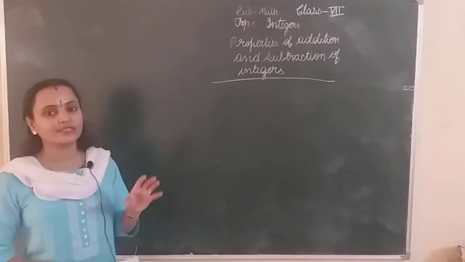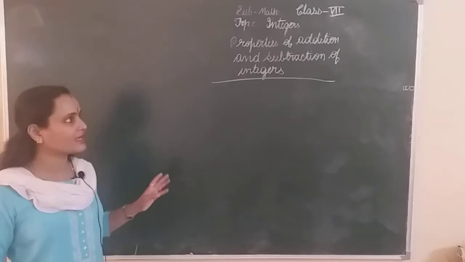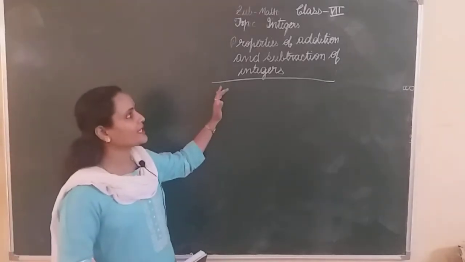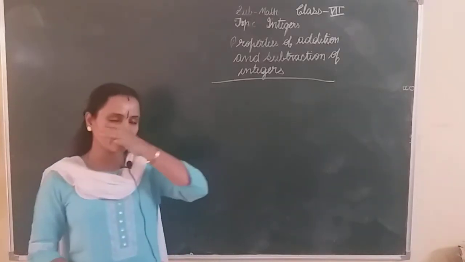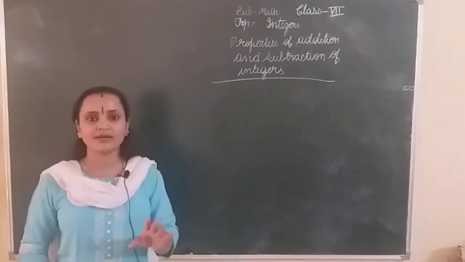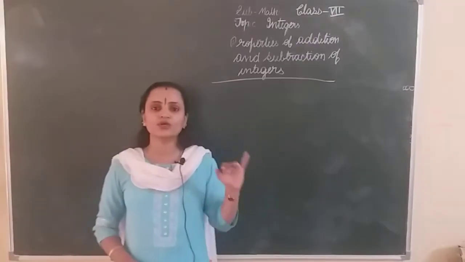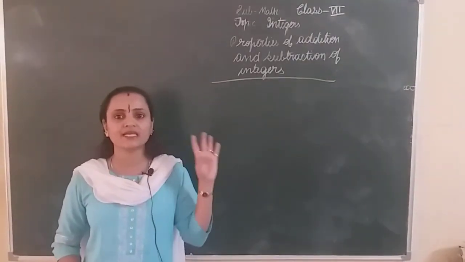Based on these rules, we did some sums and some word problems. Now we will move on to the next topic of the same chapter, that is, properties of addition and subtraction of integers. As everyone knows, there are 4 basic operations of mathematics. What are those? Addition, subtraction, multiplication and division.